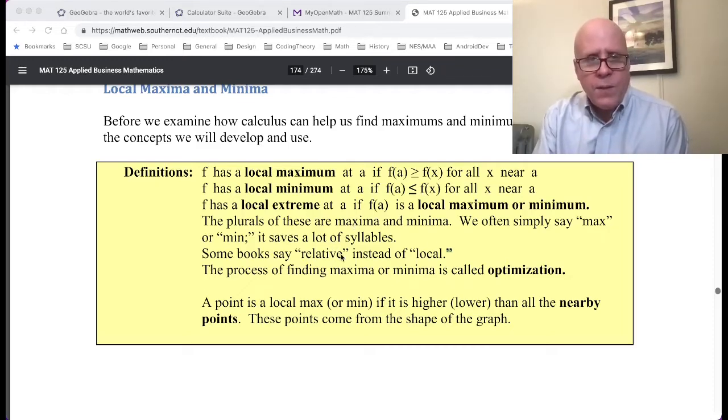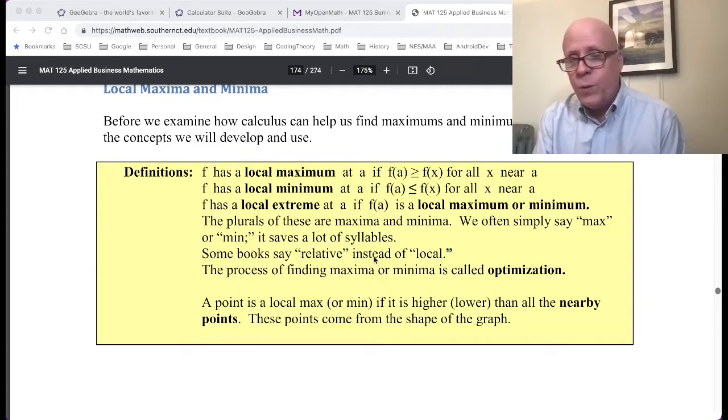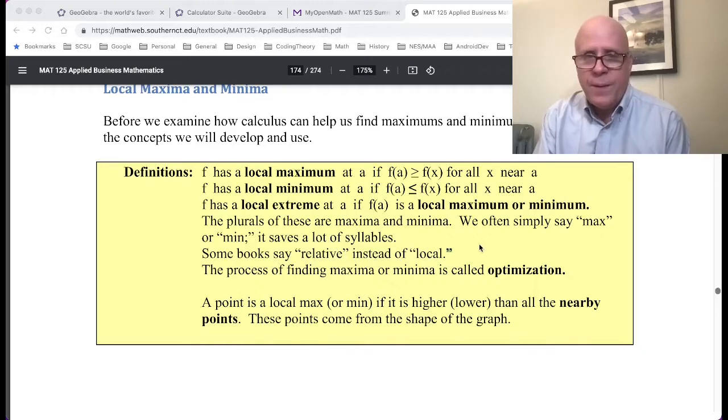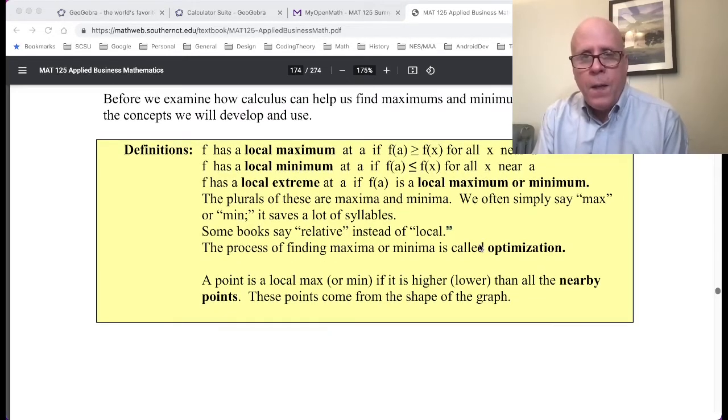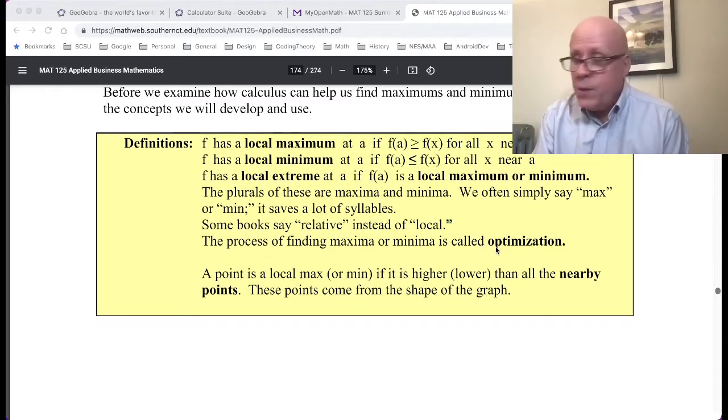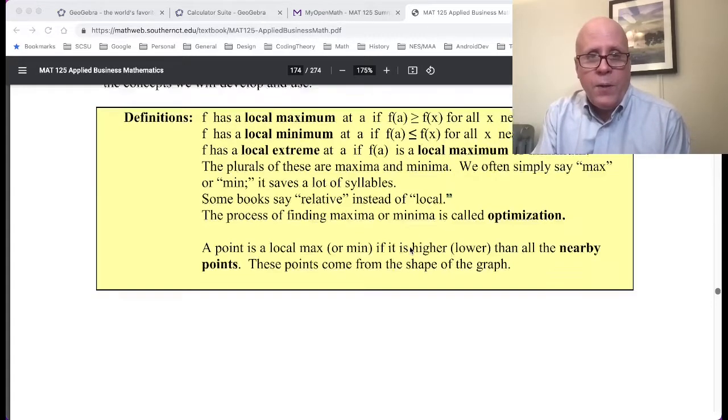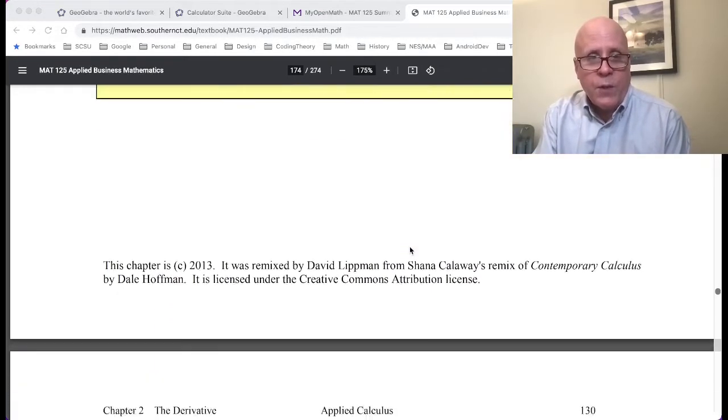By the way, this is the terminology I learned, that you'll say relative rather than local. So if I slip up and say relative, you'll know that I mean that. And I already mentioned the word optimizing. That's basically the process you go through to find maxima and minima. All right, so that's enough about the local or the relative extreme values.